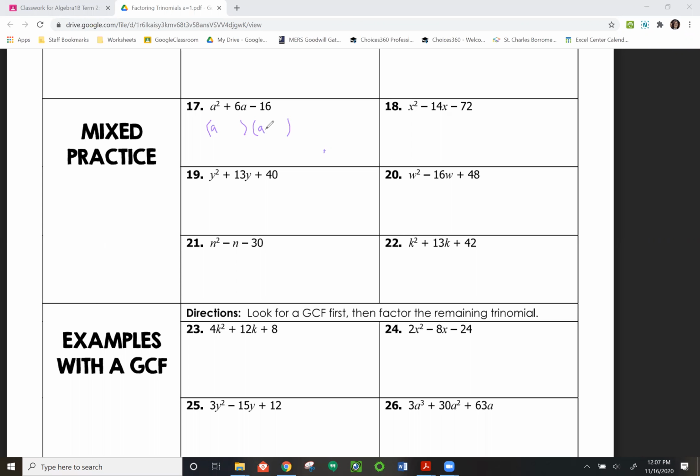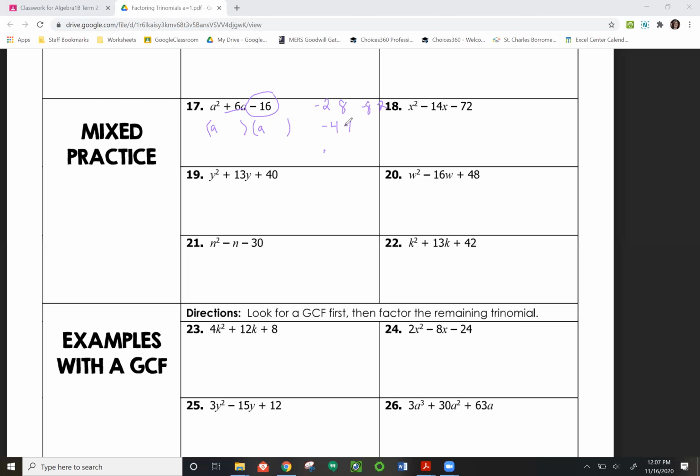Okay, and now what will my second two terms be in each of these binomials? Well, I have to look at the constant and the coefficient that's in front of the a term. So I need two numbers that multiply together to give me negative 16 and add together to give me positive 6. Since I'm multiplying to get a negative number, I know it's going to be a negative times a positive. So I could do negative 2 and a positive 8, or a negative 8 and a positive 2. I also could do a negative 4 and a 4. Okay, we can make a list.